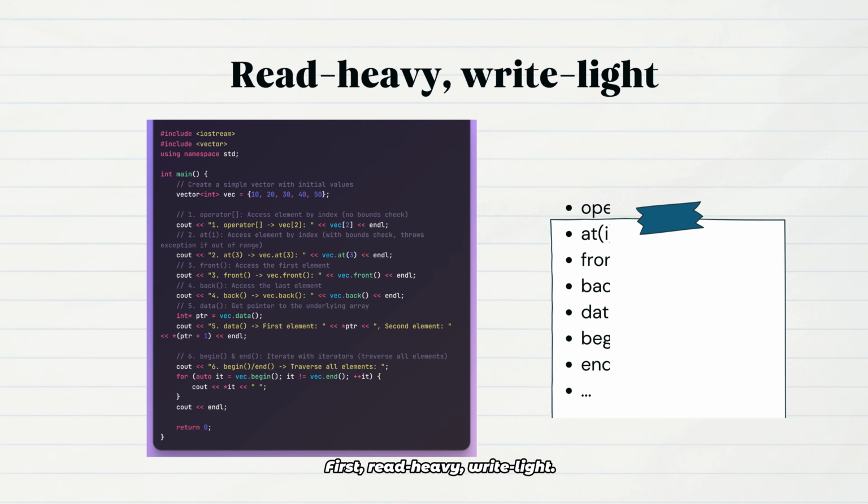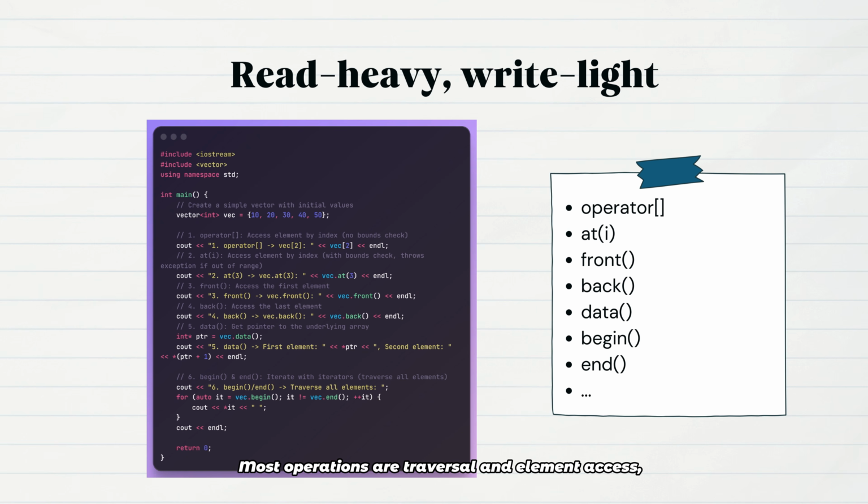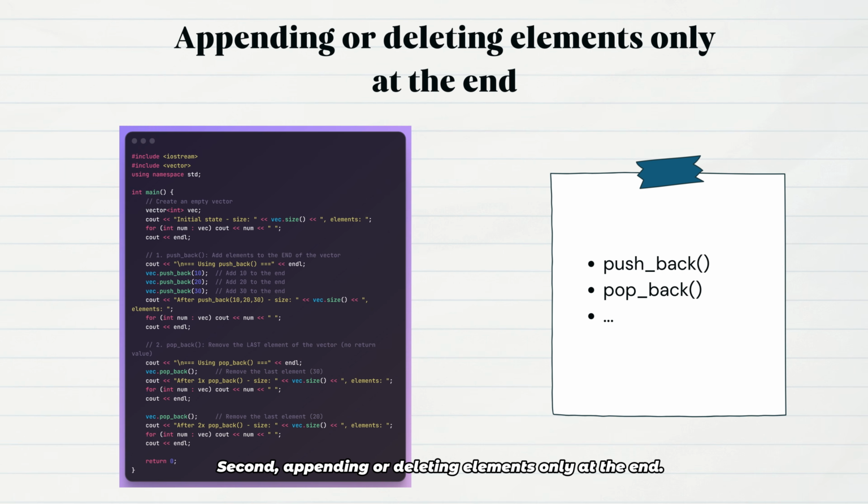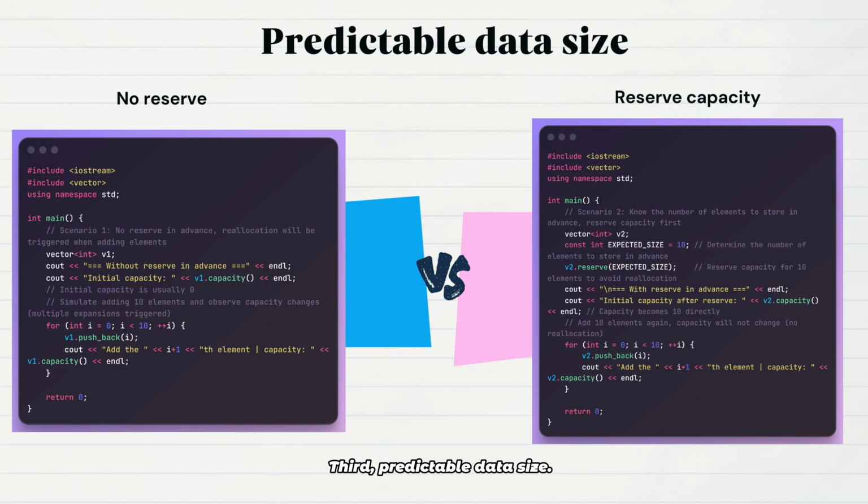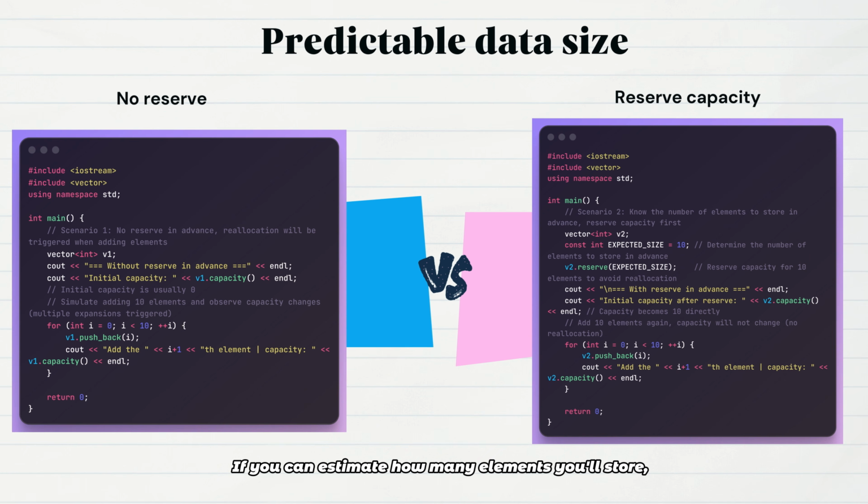First, read heavy, write light. Most operations are traversal and element access, with few insertions, deletions, or structural changes to the container. Second, appending or deleting elements only at the end. push_back and pop_back are both O(1) operations with no memory movement, extremely efficient. Third, predictable data size. If you can estimate how many elements you'll store, you can pre-reserve capacity to avoid reallocation.